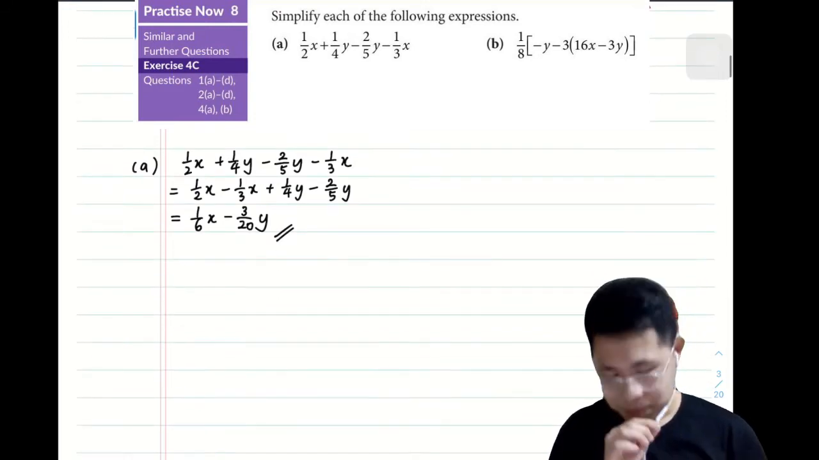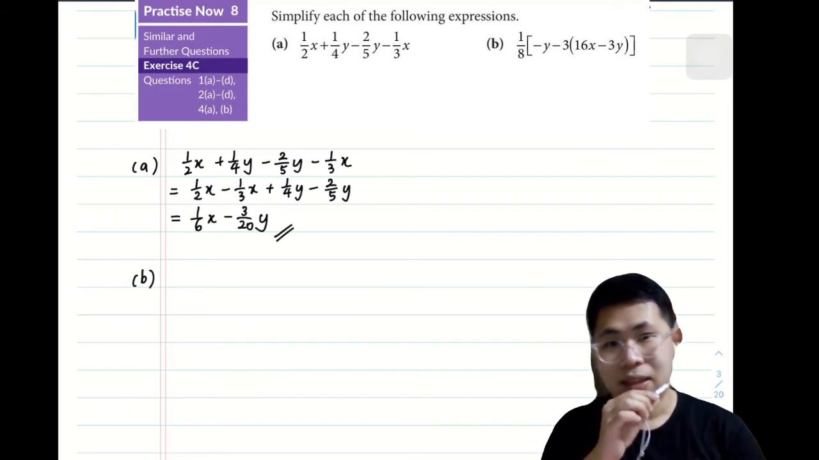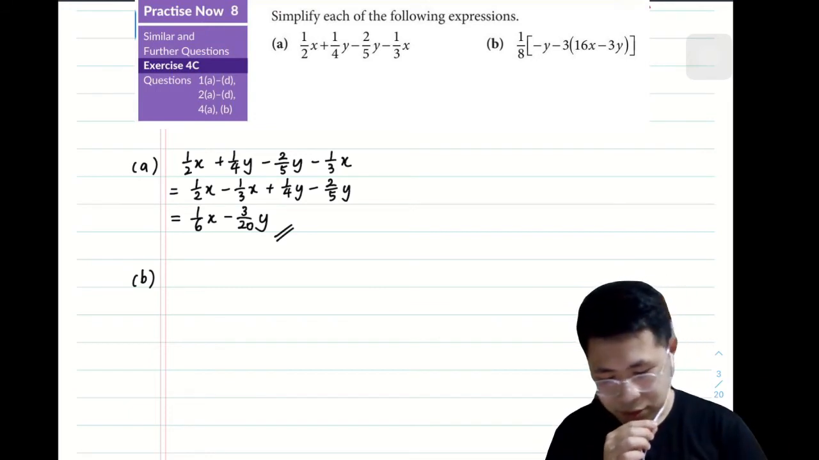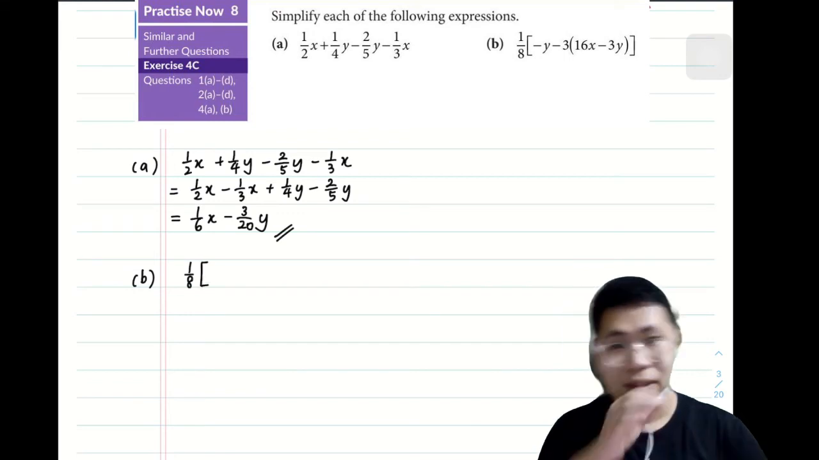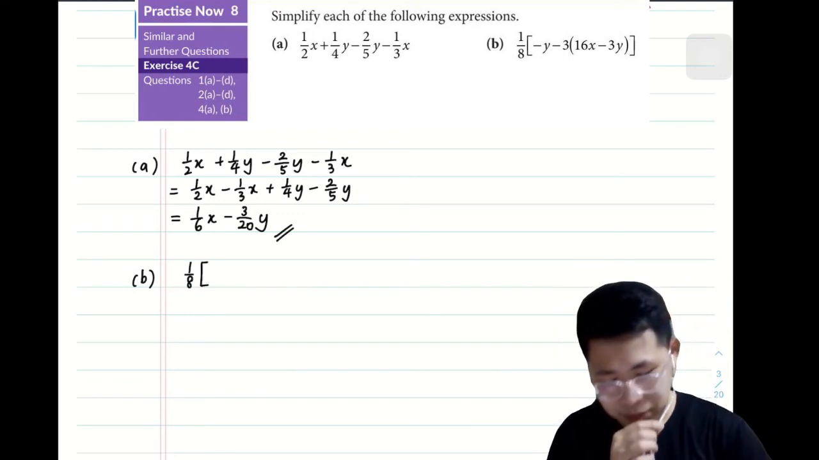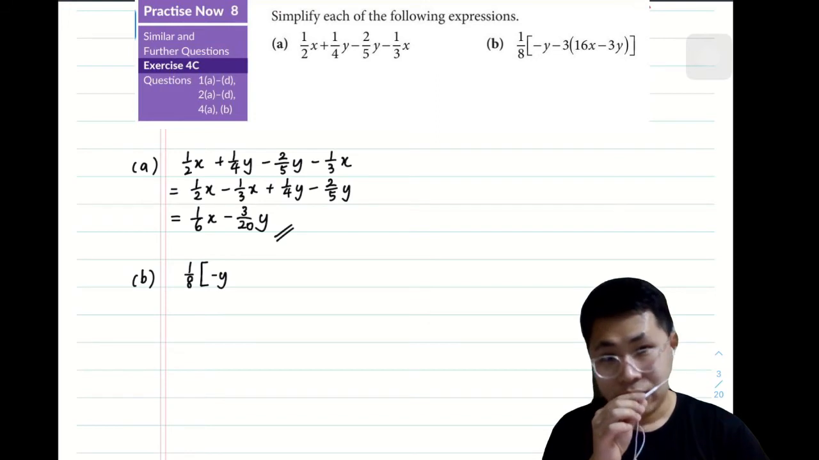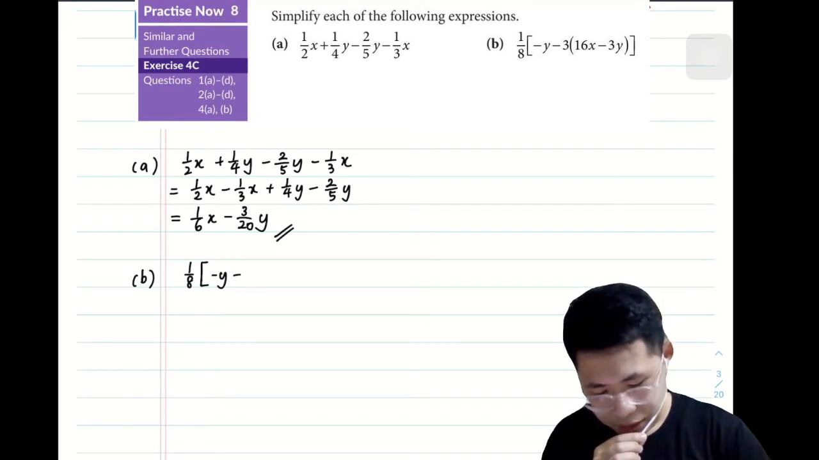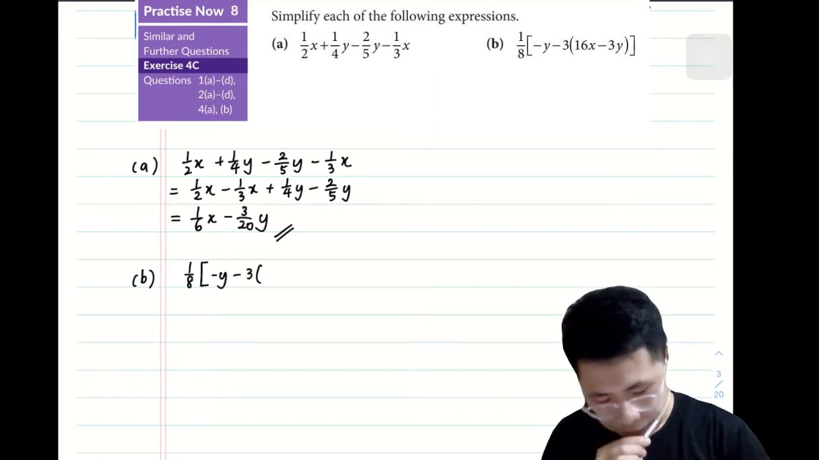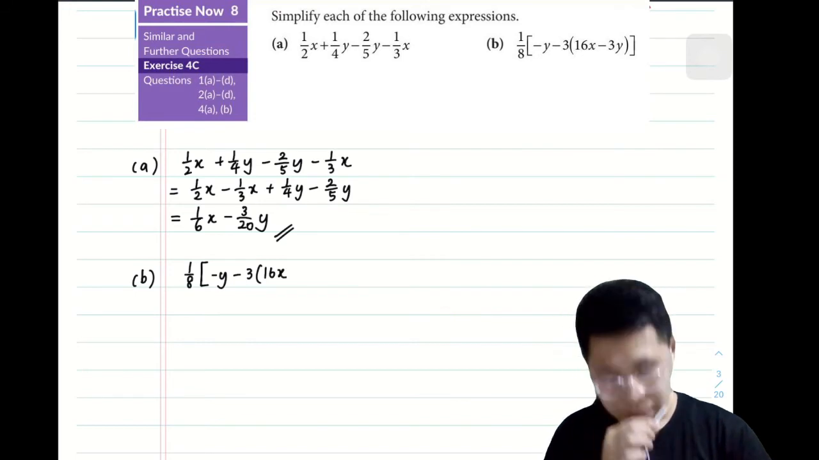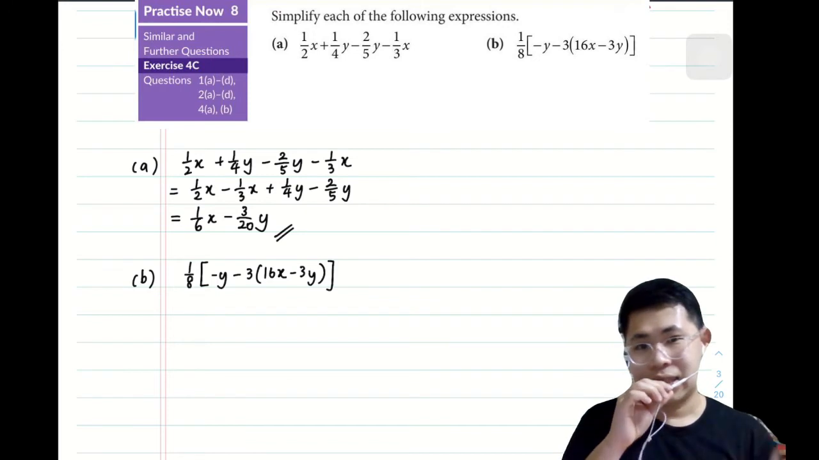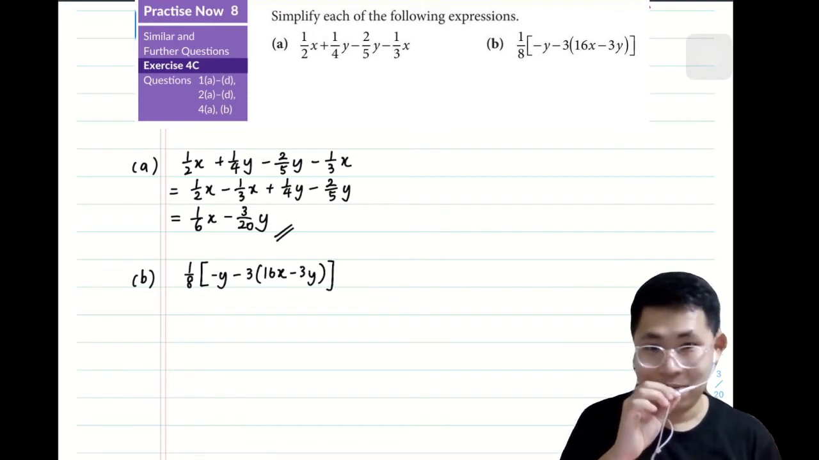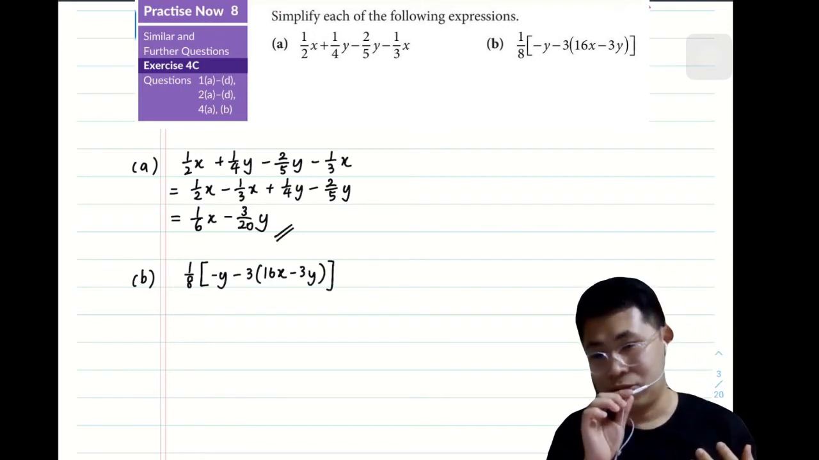Let's look at B. For B, let's read it out together. We've got 1/8 multiplied by the entire bracket, and inside we have negative y, and then we have minus 3 times (16x minus 3y). Now this is our expansion concept from the previous section, 4.3.